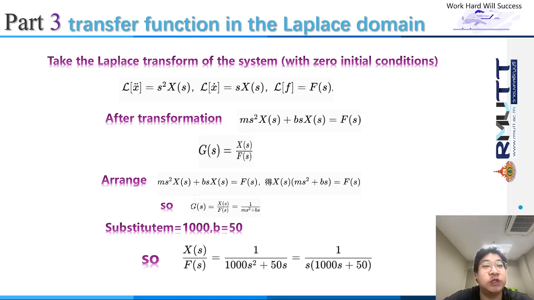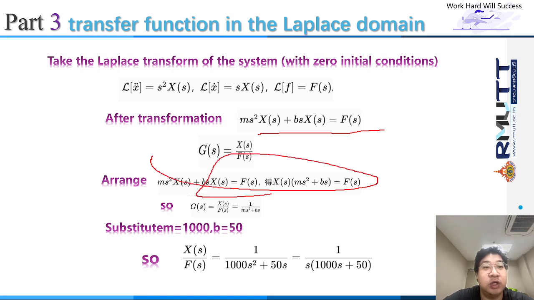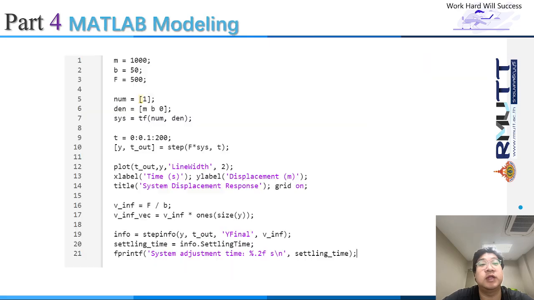and after transformation it gives us this, and we can get this, and so G(s) equals this. Substituting m equals 1000 and B equals 50, we can get this.